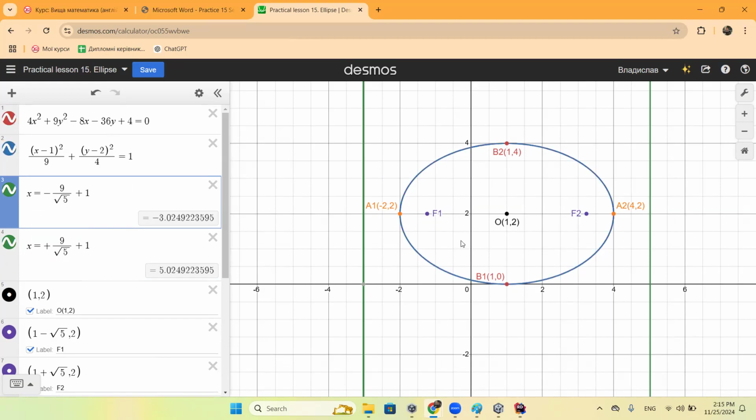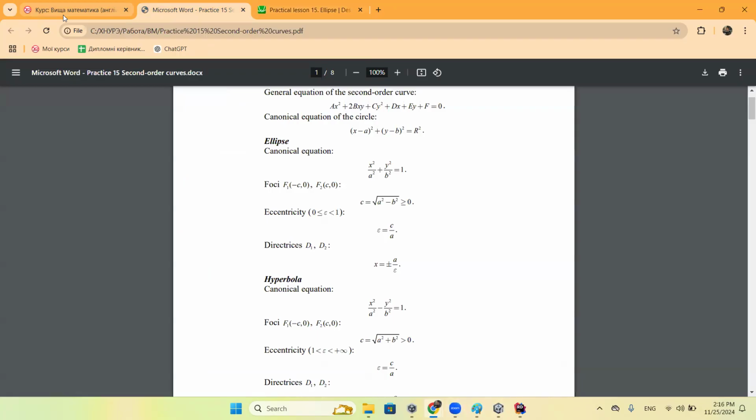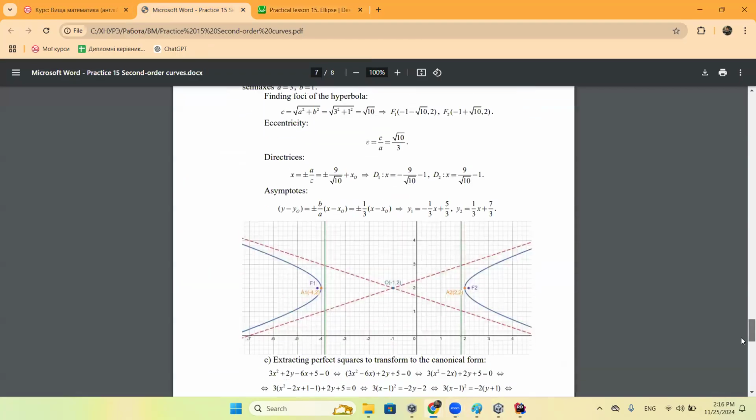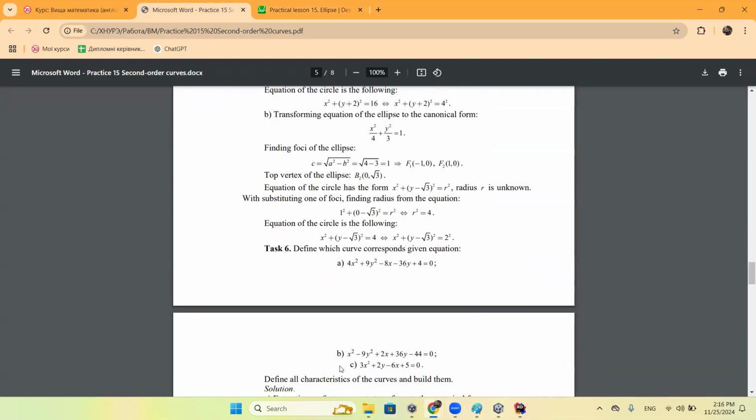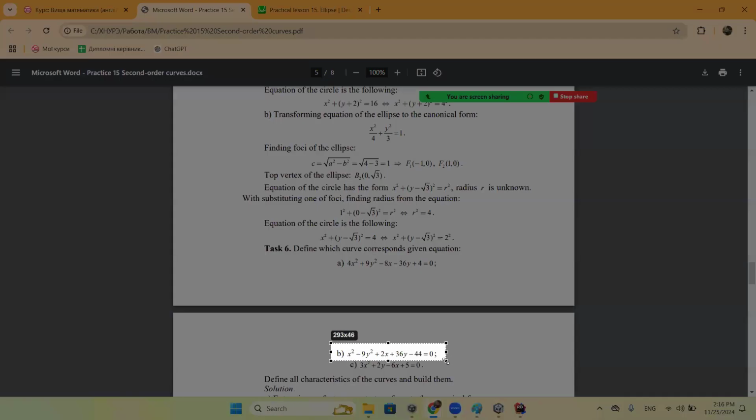Any questions about the graph? I will share the link with you. I hope that you will be able to open it. Okay, now moving to the next curve. So curve B.